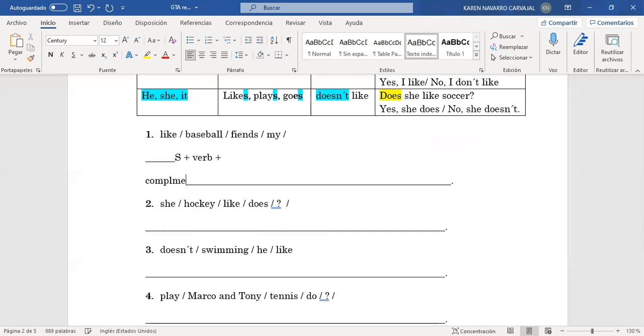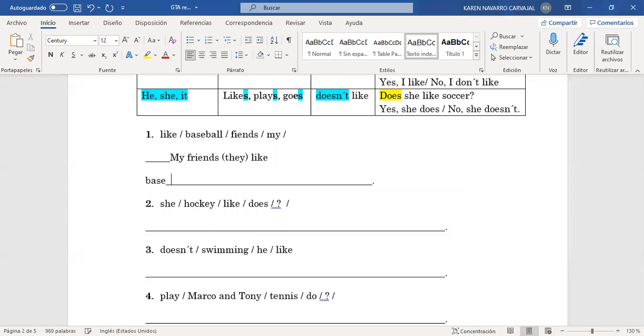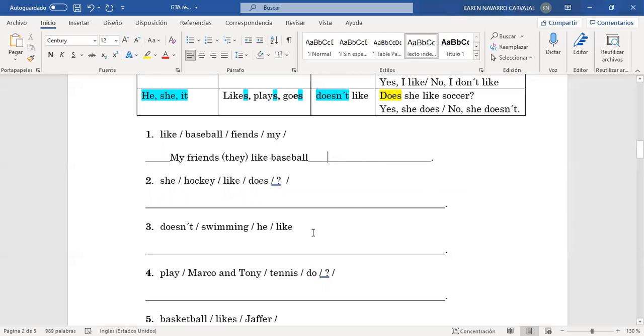So in case you don't remember, you just go over the guides, you go over your notes, and you review the information so you fix these sentences. So for example, you would say my friends, that's the subject, right? It's the same as saying they. So you would say my friends like baseball, right? So that's an example of how you're going to solve that exercise. This is just an explanation, so you will continue with the others.